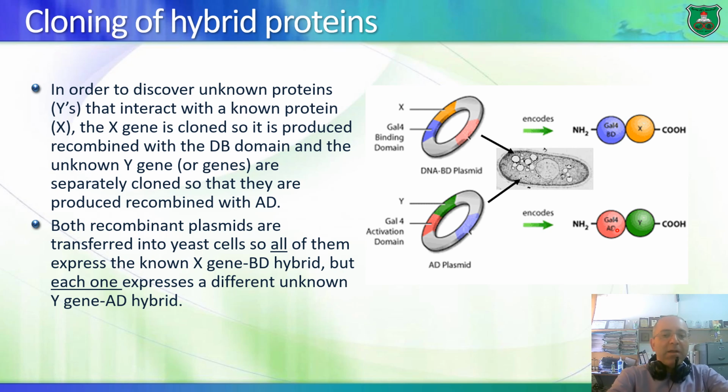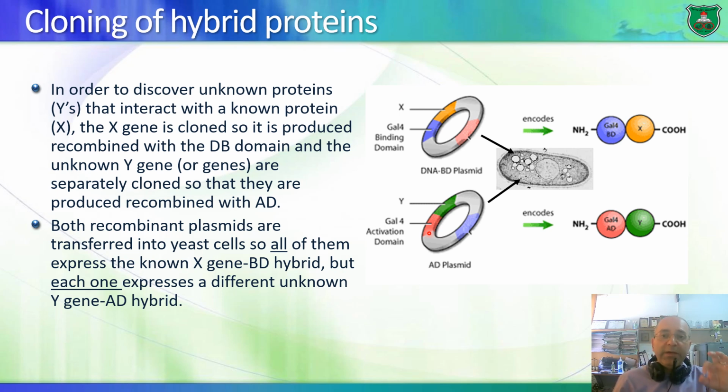So you have many yeast cells. Each one of them would have this plasmid right here. All of them would produce the known X gene fused with the DNA binding domain, and each one of them would produce a separate gene known as Y. So these yeast cells would produce Y1, the other yeast cells would produce Y2, a third would produce Y3, and so on. So these Ys are unknown.